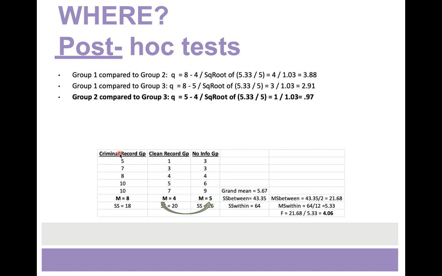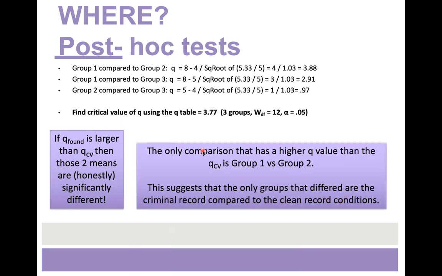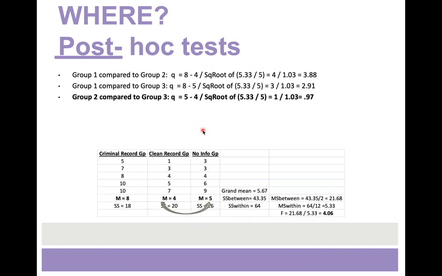Because if we compared group 1 criminal record to the no information, or if we compared the clean record to the no information, those comparisons were not significant, right? Those were these two, 2.91 and 0.97. Those are lower than our critical Q value, 3.77. So what this has told us is that juries treat individuals with a criminal record differently than they treat individuals with a clean record. And that's where our difference lies.